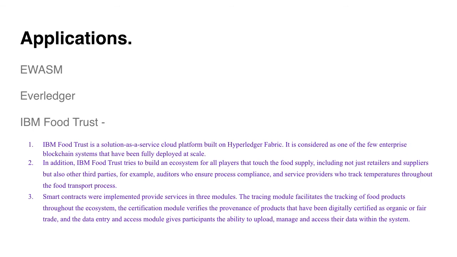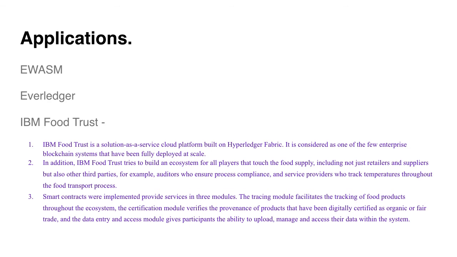Then there are other concepts as well, like EVASM, Everledger, IBM Food Trust. So IBM Food Trust is a solution as a service cloud platform built on Hyperledger Fabric. It is considered one of the few enterprise blockchain systems that have been fully deployed at scale. In addition, the IBM Food Trust tries to build an ecosystem for all players that touch the food supply, including not just the retailers and suppliers, but also other third parties. For example, auditors who ensure process compliance and service providers who track temperatures throughout the food transport process.